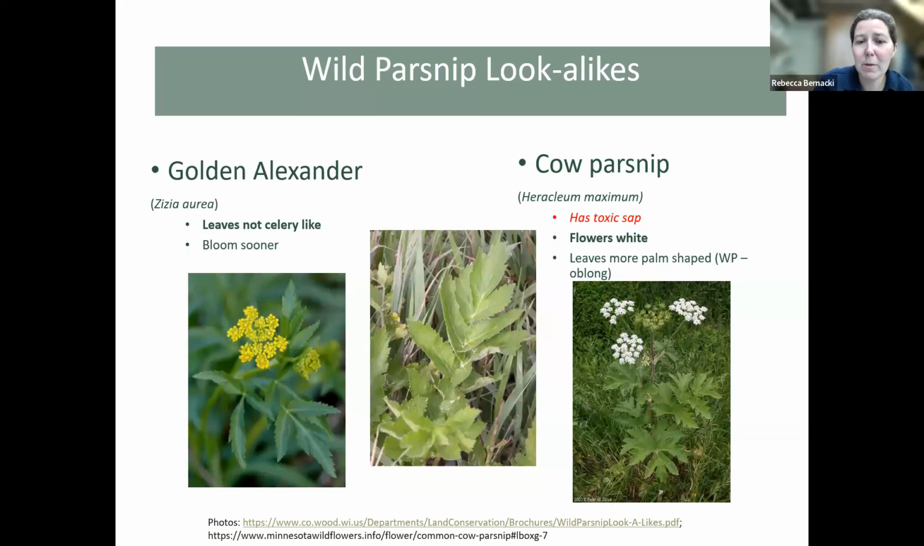The biggest difference between these two species are the flowers. So the flowers are going to be white on cow parsnip and yellow on wild parsnip, there we go. Too many colors and parsnips going on for me, folks. Sorry about that. And finally, the leaves are going to be more palm shaped. So if you look at that leaf in the bottom of the picture, you'll see it's almost as wide as it is long, where the wild parsnip leaf is much more oblong in shape.